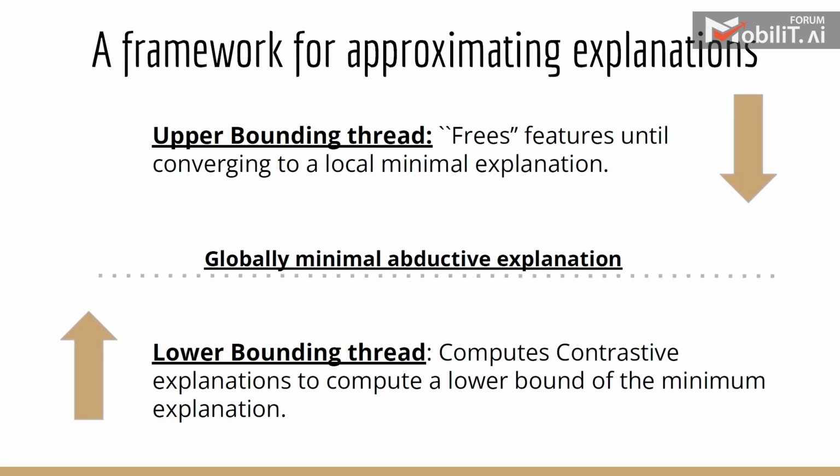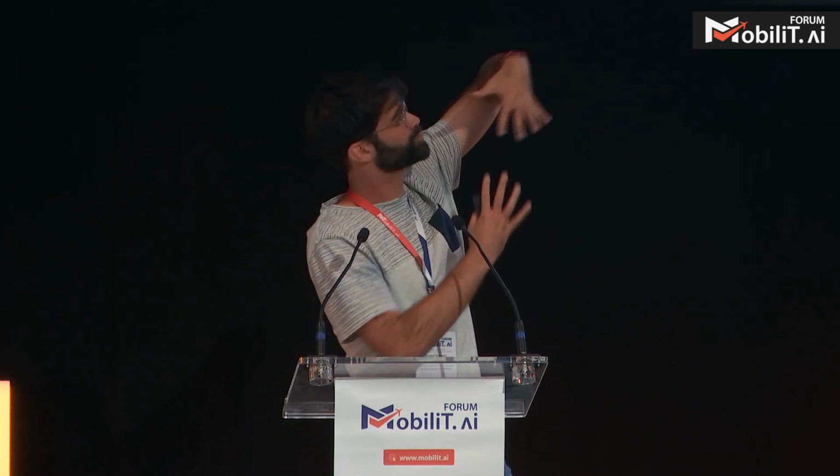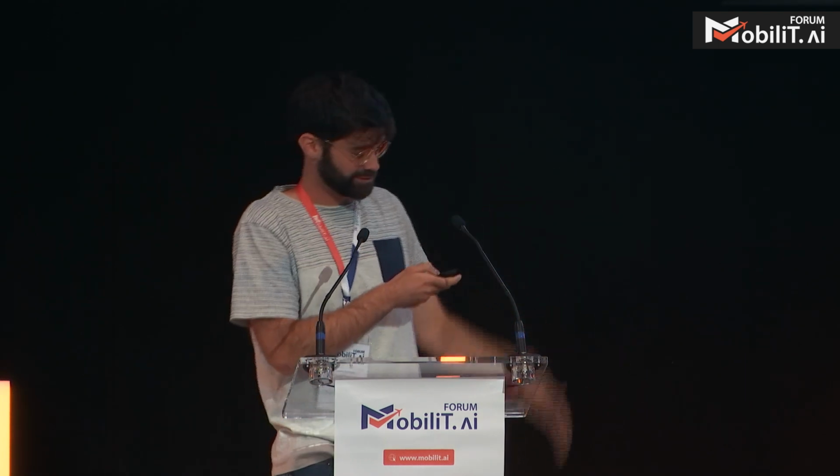So the framework which does this is actually composed of two threads that are working in parallel. We have the upper bounding thread, which starts with the entire input space and frees features one by one until converging to some minimal explanation, like I showed you before. The other thread does the exact opposite. It computes small contrastive explanations and computes a lower bound. Both of these threads are running in parallel, and they're trying to get as close as possible to the optimal explanation. They're trying to get to the middle by getting close to each other.